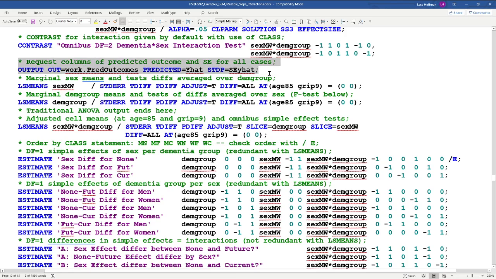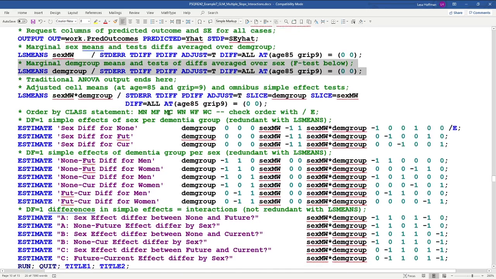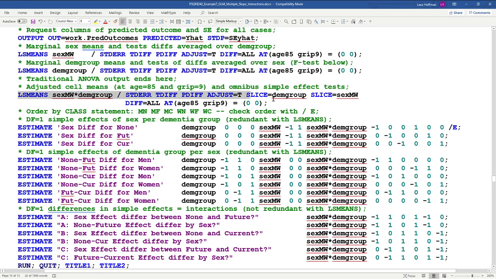So we're saving predicted outcomes. We're asking for marginal means for gender. So we're averaging over dementia group in this case. I'm doing this for pedagogical purposes, not because it's useful. And here we're averaging over gender. And then we're getting the combination of the two. So this is going to give us the cell means. It's going to give us all pairwise differences holding these covariates constant 0.